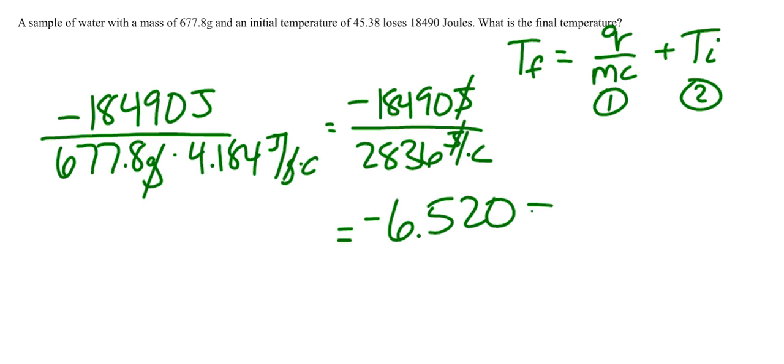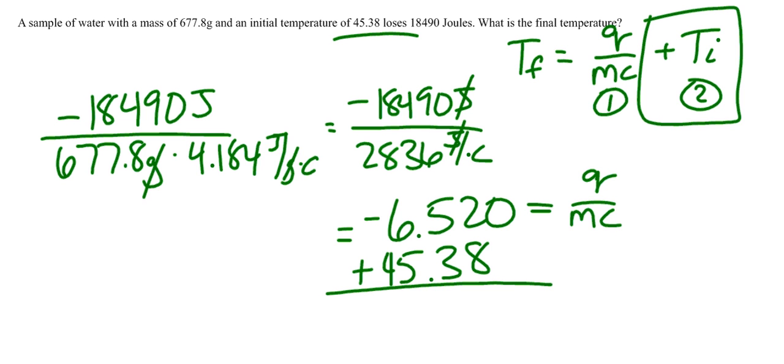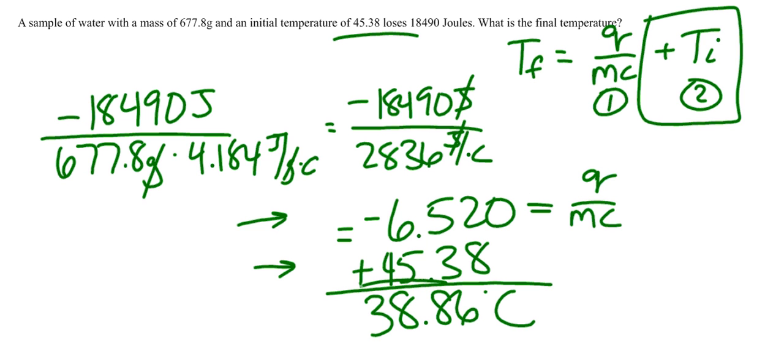Okay, and so this right here is the change in temperature. This value right here is equal to Q over MC, but I need to add the initial temperature, which is 45.38. So I'm going to plus 45.38. This number right here has 3 numbers to the right of the decimal. This one right here only has 2 numbers to the right of the decimal, which means I only have 2 numbers to the right of the decimal in my final answer, which is 38.86 degrees Celsius.